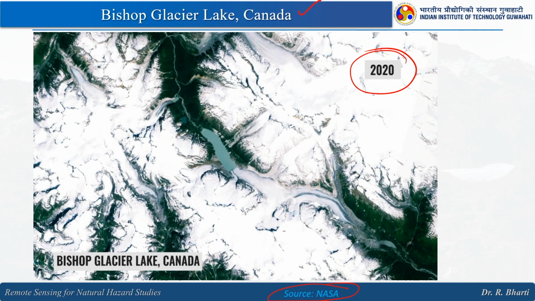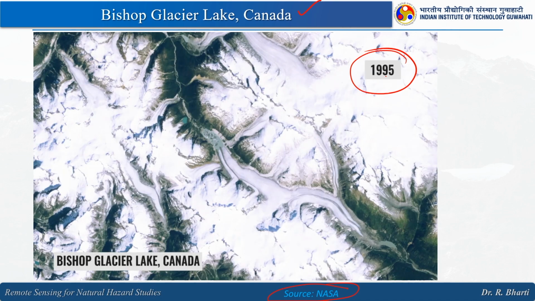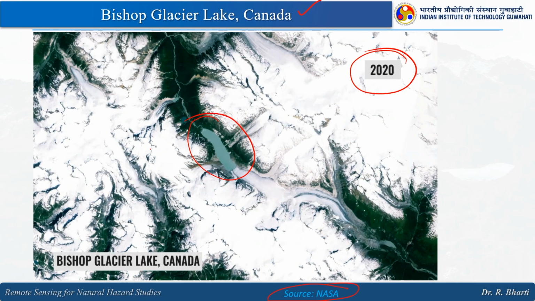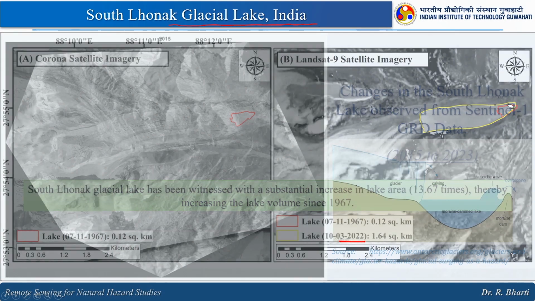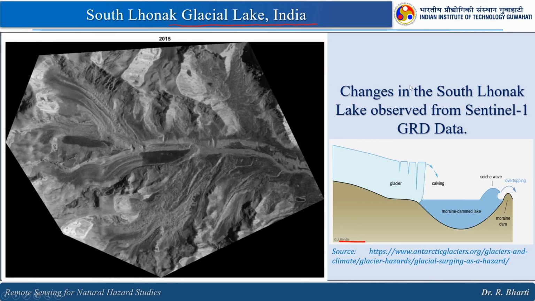So, starting from 1984, how this is changing with time. Then we have South Lhonak glacial lake from India. If you see here, this is 1967, how the lake was there, and if you see the latest 2022 image, there is a drastic change in the area, right. We have also created a video here. You can see this particular video, how it is changing with time, right.